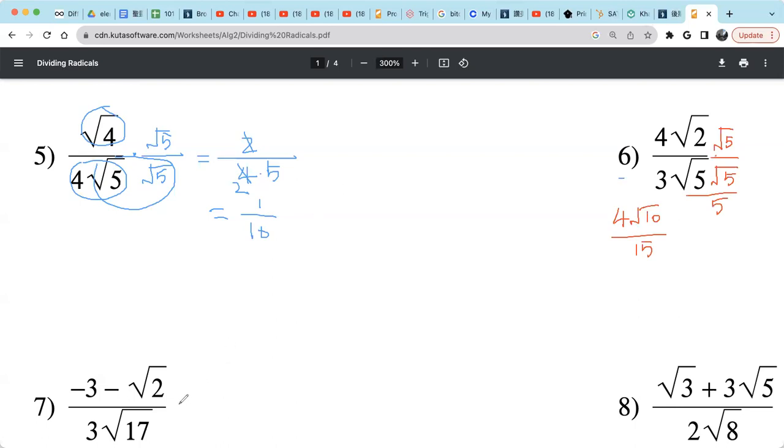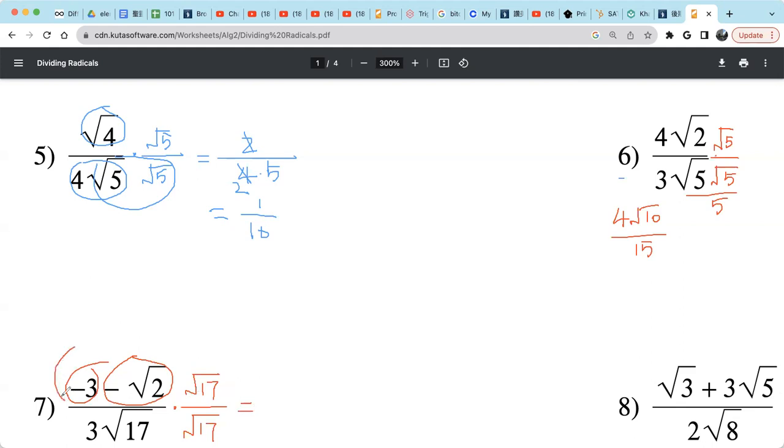Now let's see 7. 7, what's the difference now? We have negative 3, we have negative radical 2, we have 2 terms in the numerator. Right? But we still have 1 term in the denominator. So what do we do? We multiply by square root of 17. Because we want to get rid of the square root of 17. It's an irrational number in the denominator. We want to rationalize the denominator, which means make the denominator to be a rational number. We multiply by 1, but this one is the square root of 17, divides itself.